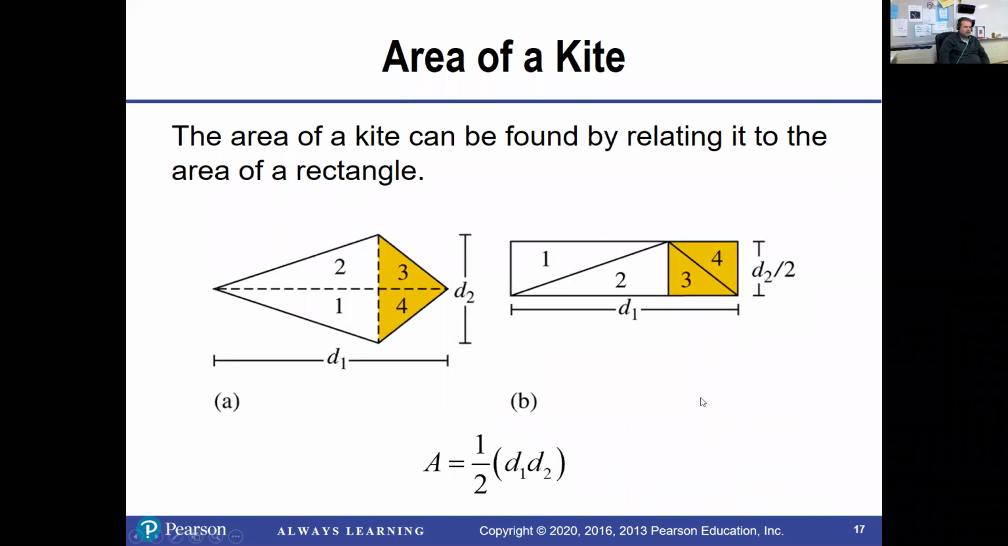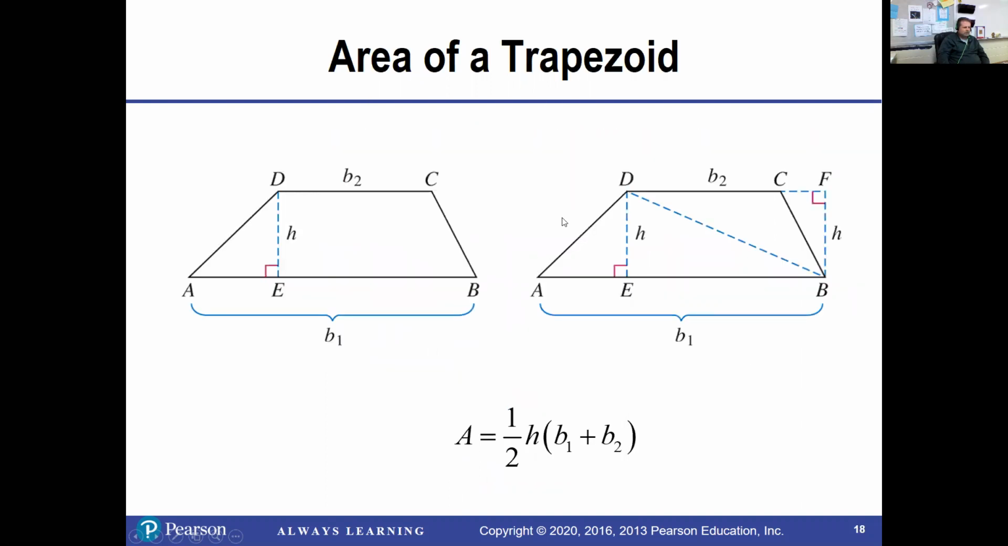Area of a kite is diagonal times diagonal divided by 2. So the diagonals of these guys inside. So diagonal times diagonal divided by 2. Area of a trapezoid: one base plus another base times h, all divided by 2. You'll see this one a lot of times too.